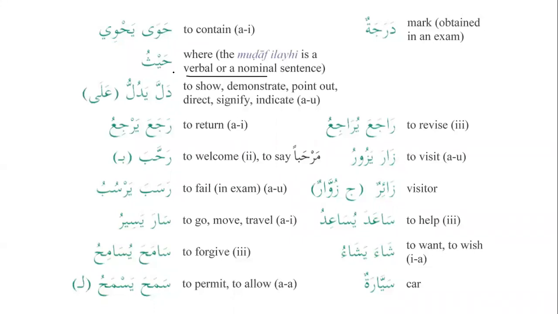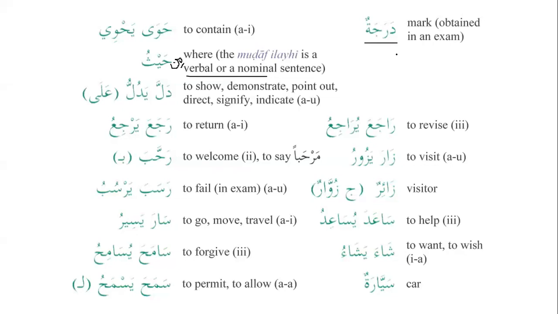And also we need to know that when we use min before that, min like that is harf jar, then we will say that this is jar majroor, because we know it's a noun. So when we have min before that, then it is jar majroor. This is just extra information. And when it is used as dharf, then we will say that this is mansoob, or it is in the place of nasb. But when we have min before that, then we will say that this is mahallan majroor.